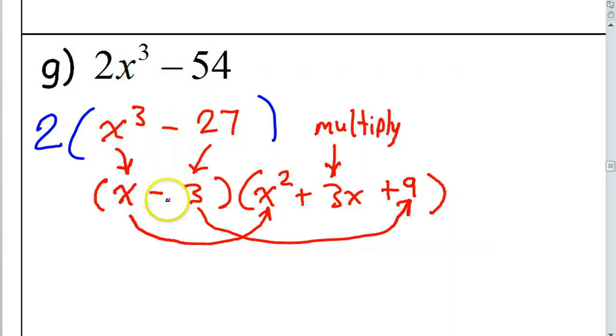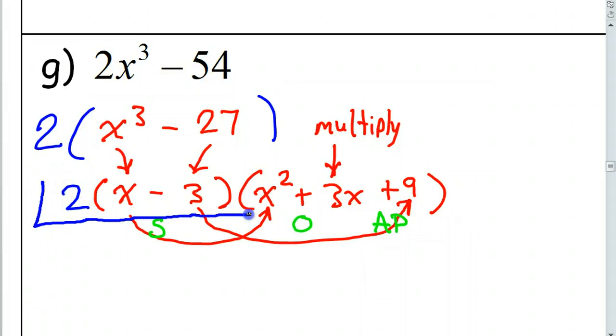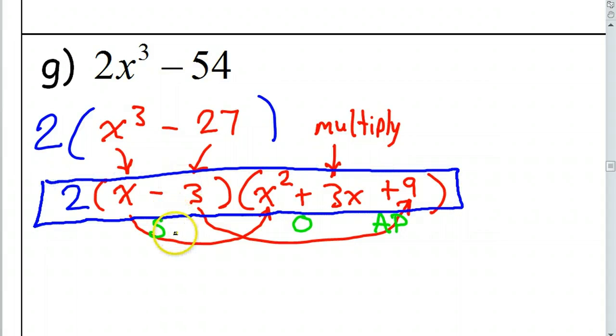Compared to the original function, when we factor, the signs are the same here, opposite here, and this last one is always positive. So SOAP: same, opposite, always positive. Okay? And that's it, except don't forget to bring down the 2, that GCF that we pulled out. So this would be the complete answer to G.